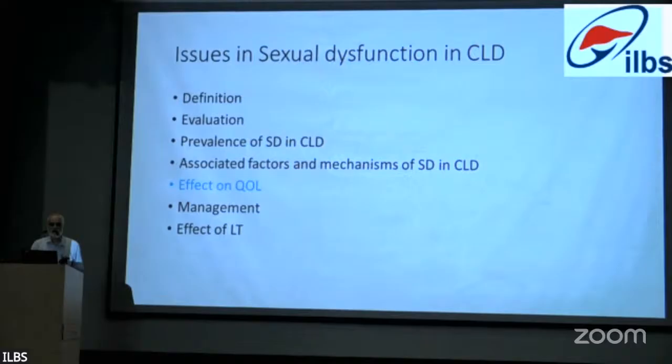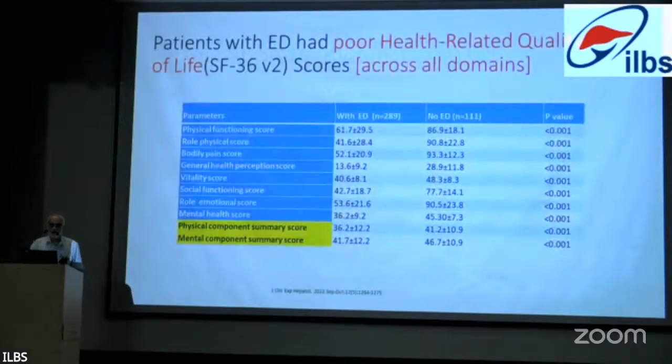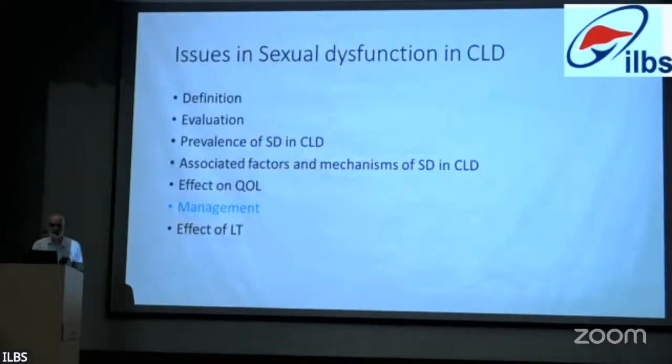Now, effect on quality of life. In the same study from ILBS, we found that patients with erectile dysfunction have poor quality of life across all the domains. This was done using SF36 version 2. And across all the domains, physical functioning, role physical score, bodily pain score, vitality score, overall score, physical and mental, all the domains were affected and led to very poor quality of life of the patients.